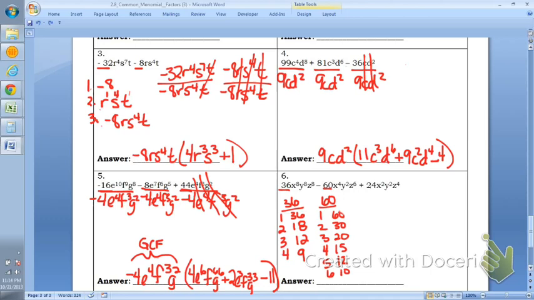Now 24. 1 and 24. 2 and 12. 3 and 8. 4 and 6. And there's no more. Okay, so the greatest common factor. I know that looks like a lot of work there, but some of you might just know this by looking at them. And it looks like it's 12. Just going to double check here. Yeah, 12 is the biggest number that's in all three sets. So down here we should have a 12.